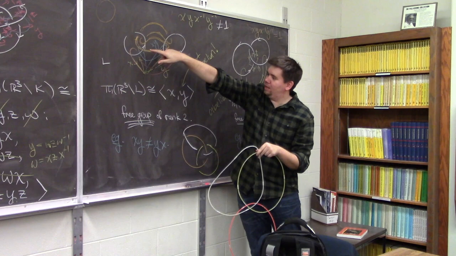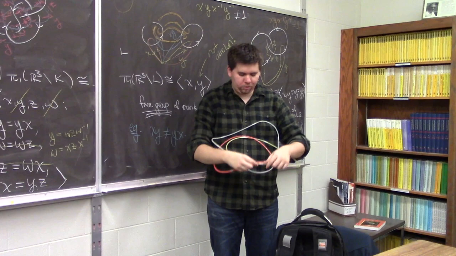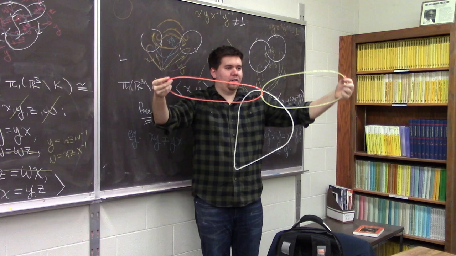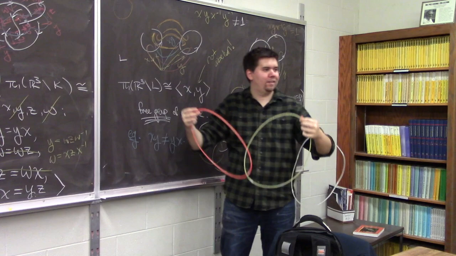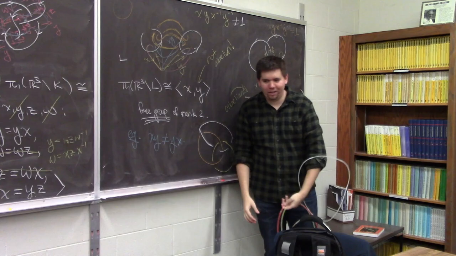And so if we leave the white guy exactly how he is, but we just loop together the yellow and the orange, just by doing that one move, we should be able to free the white loop. And sure enough, we can free the white loop. So that's the difference between being abelian and non-abelian. Okay, we'll stop there.